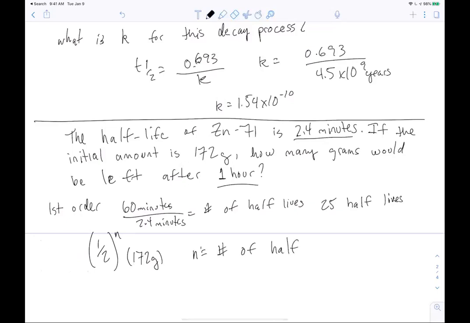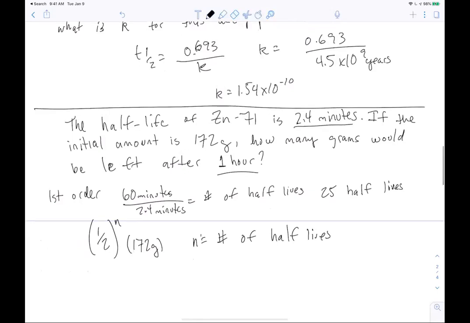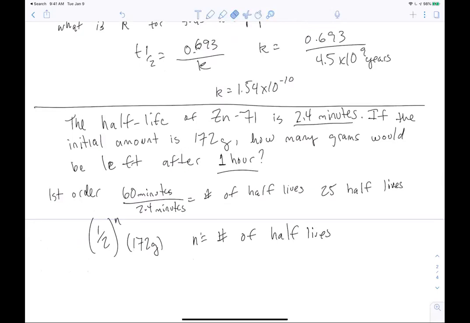Since it's halving each time, we can use this nice simple equation. In this case, it'd be 1/2 to the 25th times 172 grams. So we're going to get a very small number here. We end up with a teeny tiny fraction of what we started with after 1 hour.